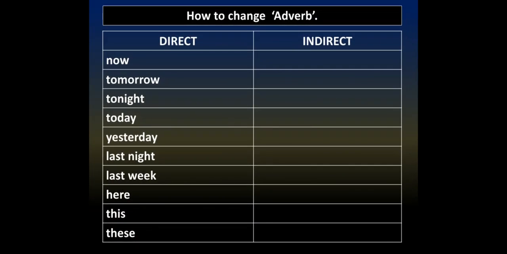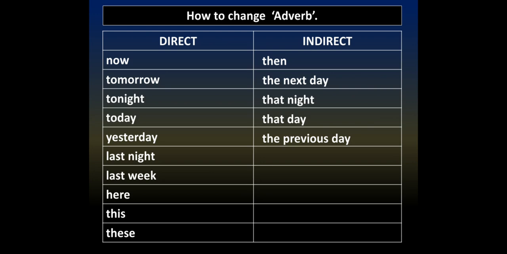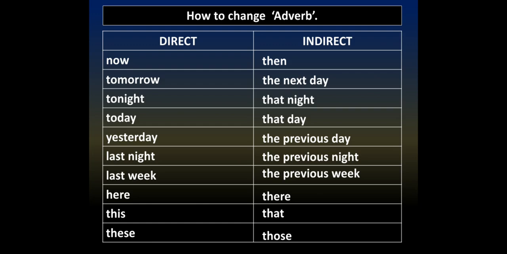How to change adverbs? There are some adverbs in direct speech which will be changed in indirect speech. That means if there is now, it will be then. Tomorrow will be the next day. Tonight will be that night. Today will be that day. Yesterday will be the previous day. Last night will be the previous night. Last week will be the previous week. Here will be there. This will be that. These will be those.